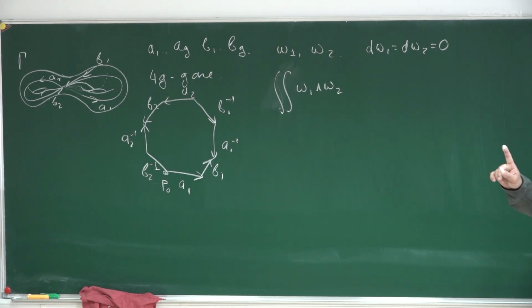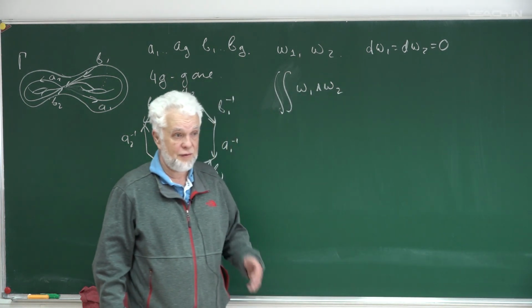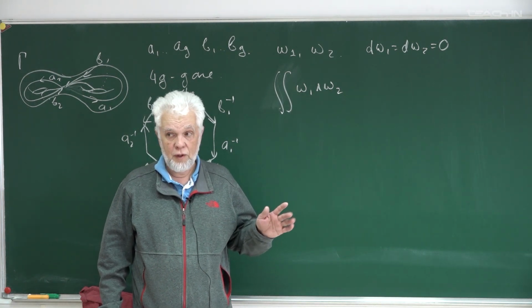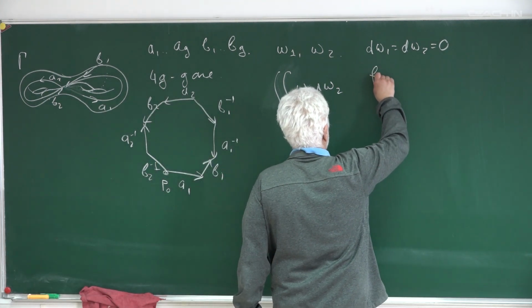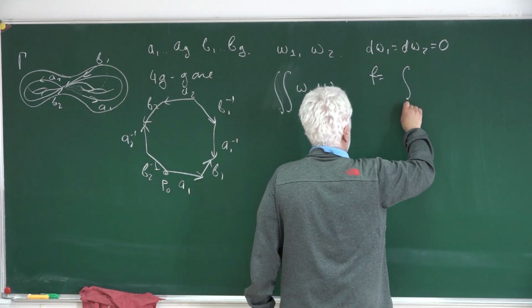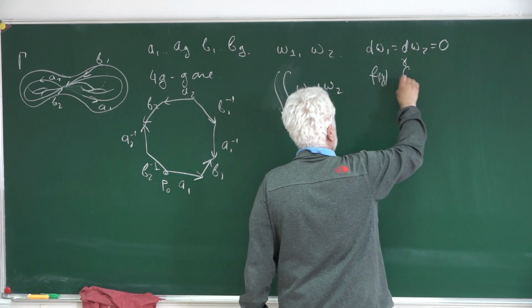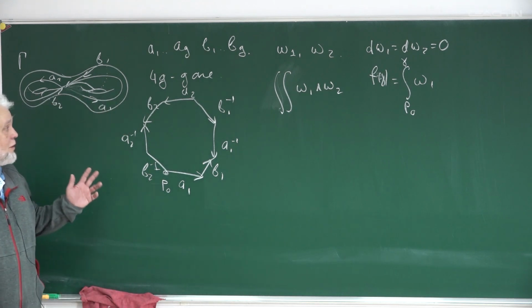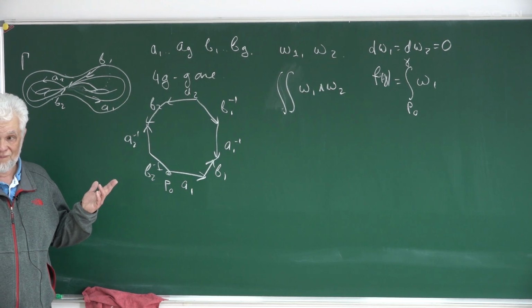So, first of all, of course, this form omega 1 is not necessarily exact on the Riemann surface, you understand. But inside the polygon, we can find the primitive, f of gamma, the integral of omega 1. And we assume that the integration path lies inside the polygon. Okay?